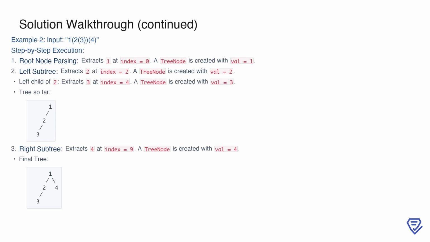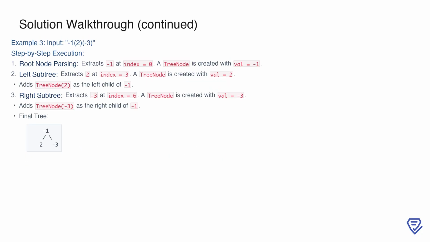Next, we process the right subtree, where the number 4 is parsed at index 9. A new tree node is created for this value, making it the right child of the root node. With no further children, the final tree is complete. The root node 1 has node 2 as its left child and node 4 as its right child, while node 2 itself has node 3 as its left child. The structure is now fully constructed and visually represented.